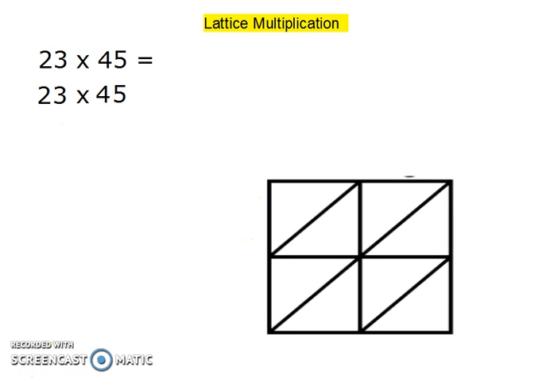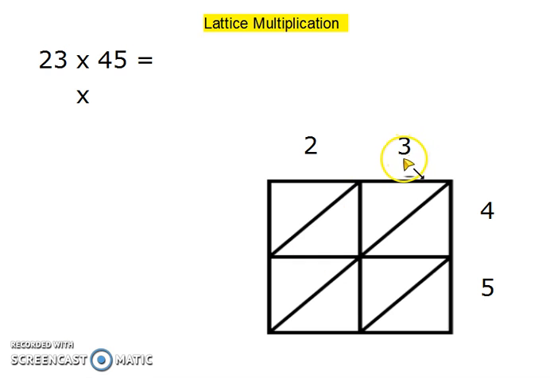Okay, so now it gets a little bit bigger. So we're going to be working with 2 digit by 2 digit numbers. So 23 times 45. Okay, now the way we set this out is we go 2, 3 across the top, and 4 and 5 down the side. So that's how we're going to set our grids out using 2 digit by 2 digit numbers.